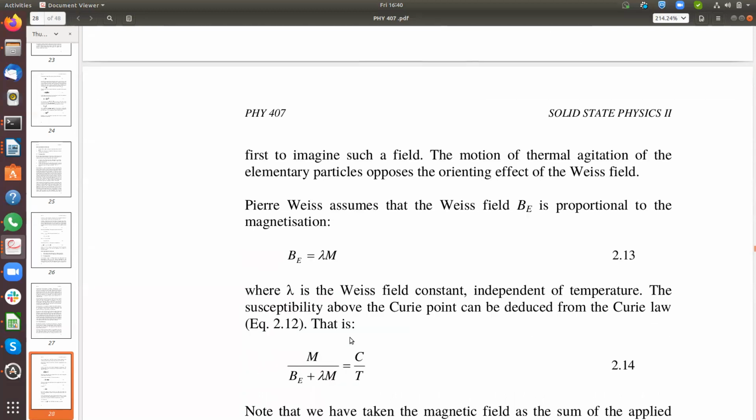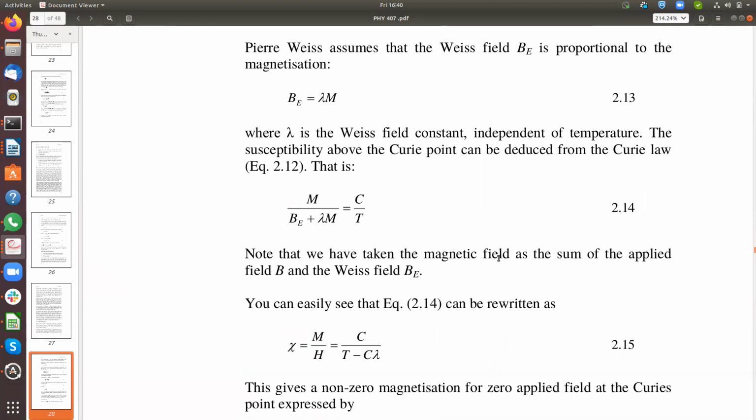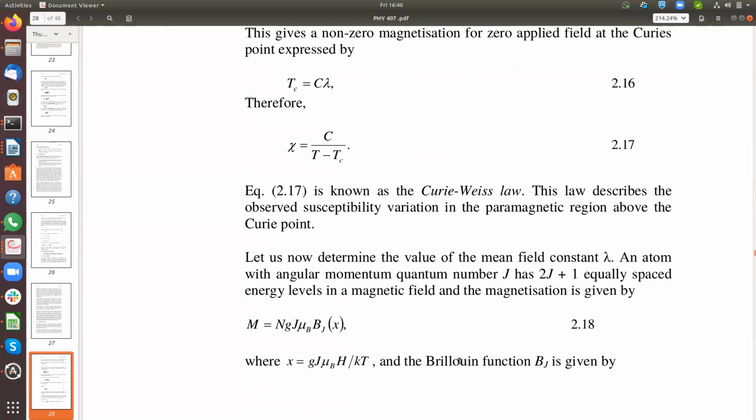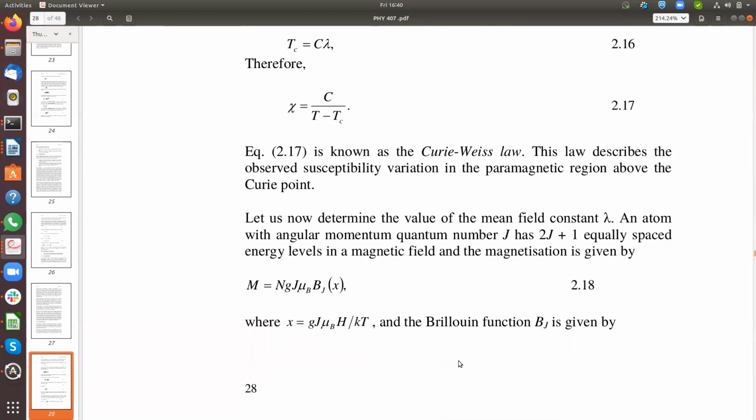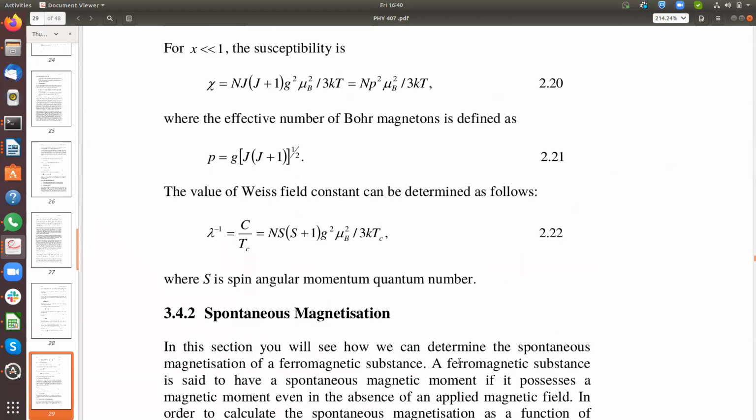So the susceptibility above the Curie point can be deduced from the Curie law using this formula. Note that we have taken the magnetic field as the sum of the applied field and the Weiss field, and this gives us this expression. The rest is just to do substitution. Doing that, you can derive equations 2.16, 2.17, 2.18, and all other equations, just by substituting, doing algebra and expanding. That gives you all these things.